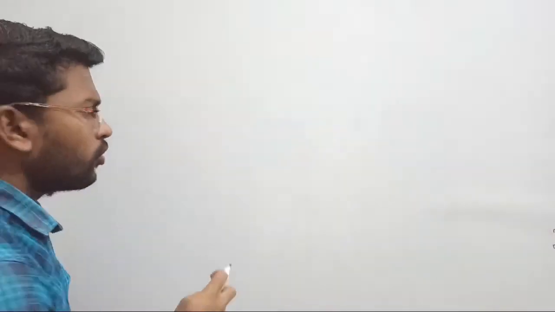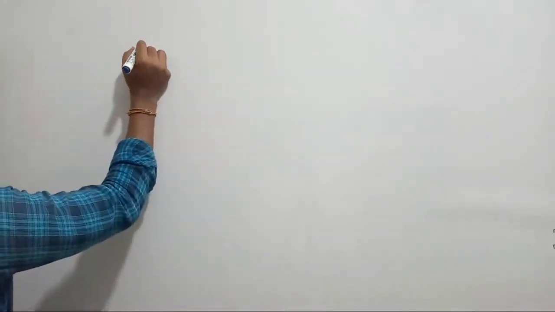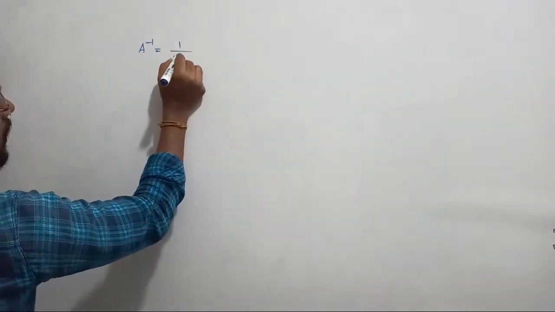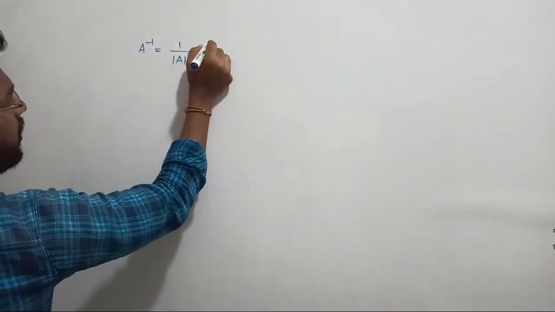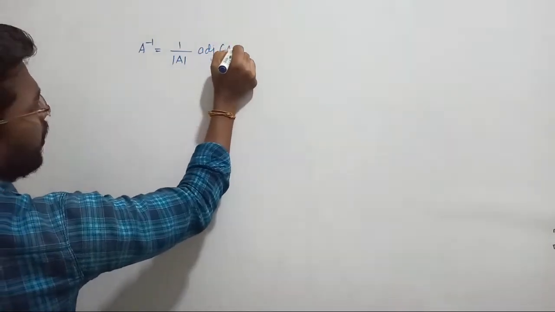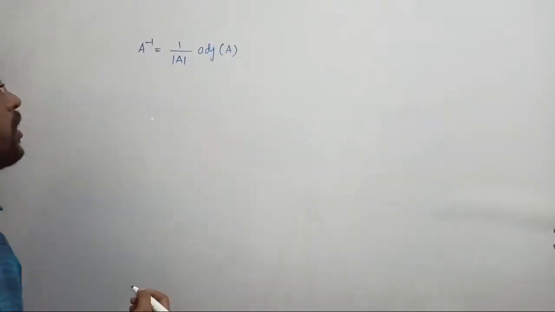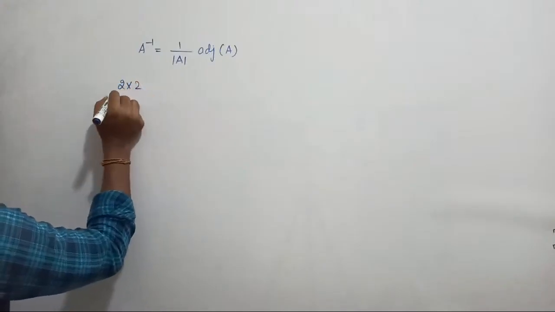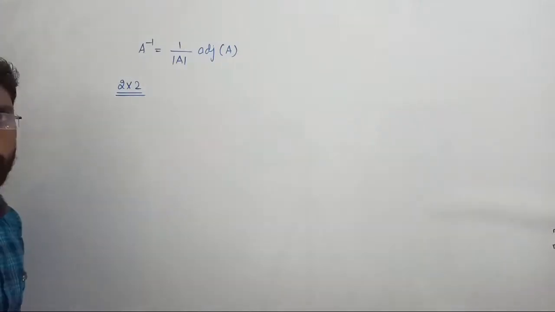Okay, if you want to know the inverse matrix, the generalized format to obtain the inverse matrix is A inverse equal to 1 upon determinant of A into adjoint of A. Clear? Determinant of A into adjoint of A, right? Now let us take the 2 cross 2 matrix, right? The minimum order is 2 cross 2, so let us go ahead with the 2 cross 2 matrix.